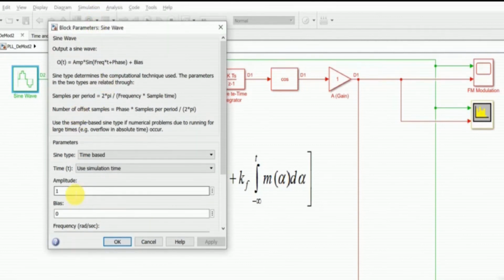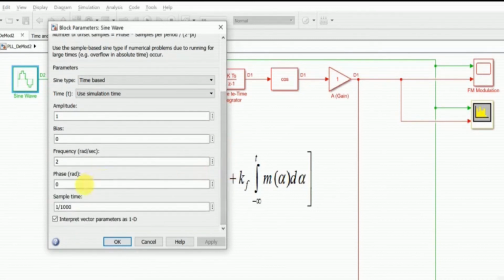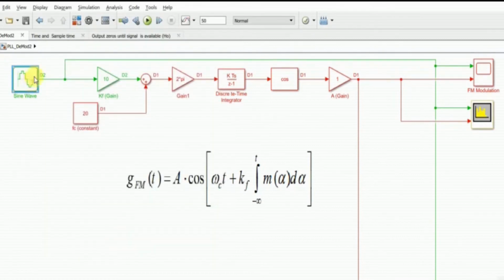I have set the amplitude equal to 1. This is simply 2 radians per second, and I have set sampling time equal to 0.001. Note that these blocks can be obtained from library browser, right? So this is our message signal, and then we have Kf, that is the sensitivity parameter.